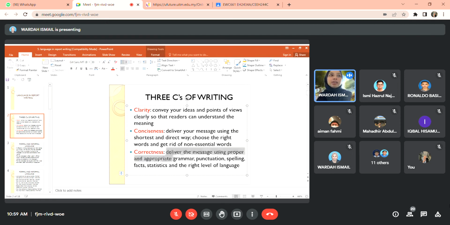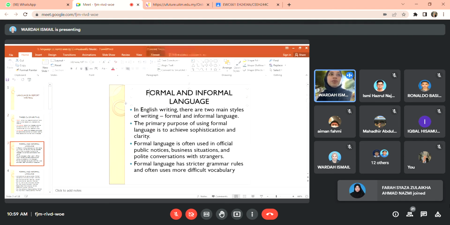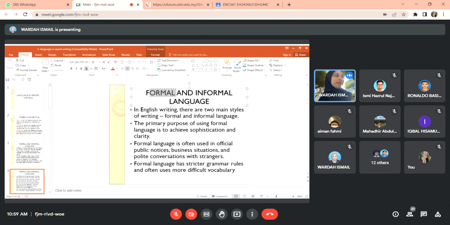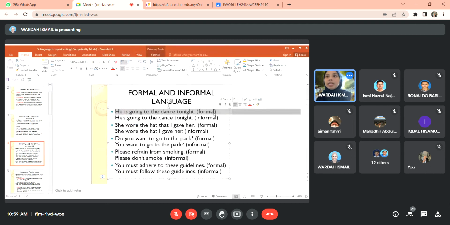Correctness, using proper appropriate grammar. So yang ni you kena check lah, of course. You kena check your language. Okay. And then you have to use formal language. Okay, so let's take a look at the examples. Kalau formal, for example this one. He is going to the dance tonight. This is an example of a formal language or formal sentence.